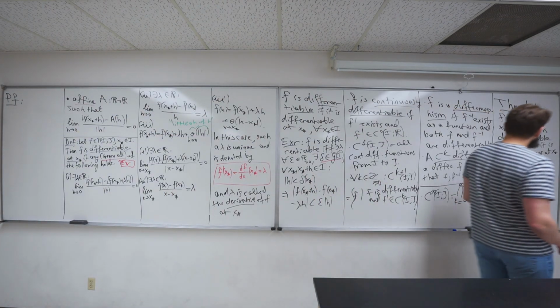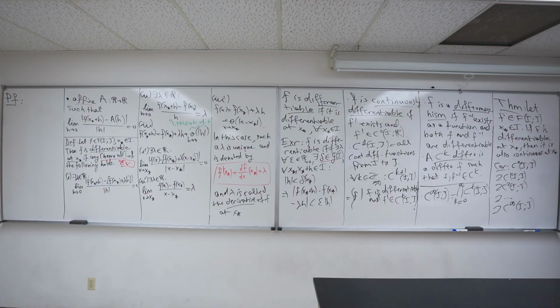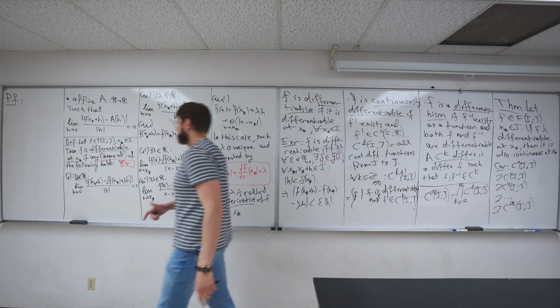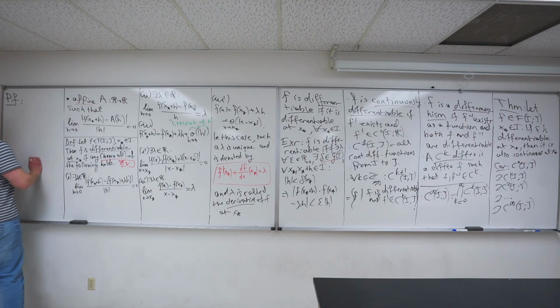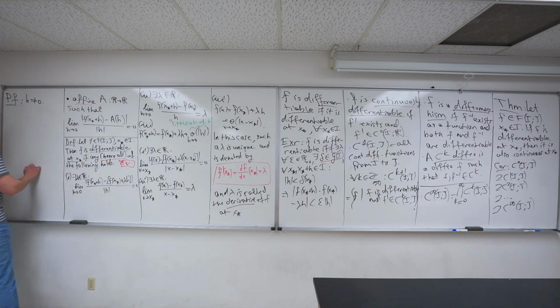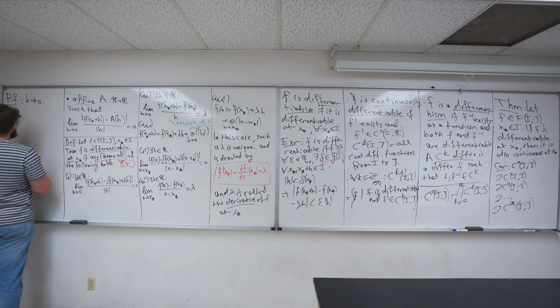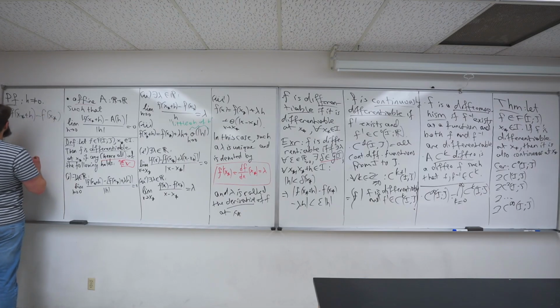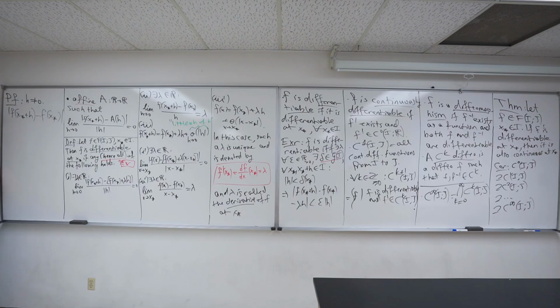What do I need to control to show f is continuous at x star? Well, I need to control the distance between f of x star plus h and f of x star. I'll take an h that is non-zero, and I'm trying to control this expression. I want to say that as h goes to 0, this goes to 0. That's what it means for f to be continuous at x star.